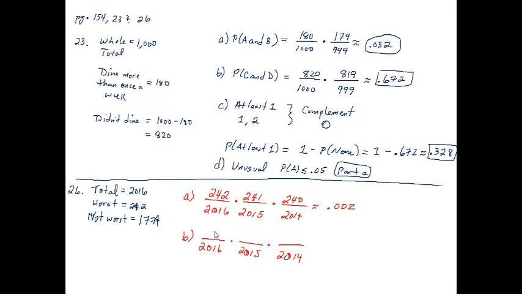But the numerators changed. Therefore, let's see. How many adults said he was not the worst? Or none of the adults said that he was worse. That's 1,774. So then the second will be 1,773. And then 1,772. If we multiply this out, we'll end up with 0.681.